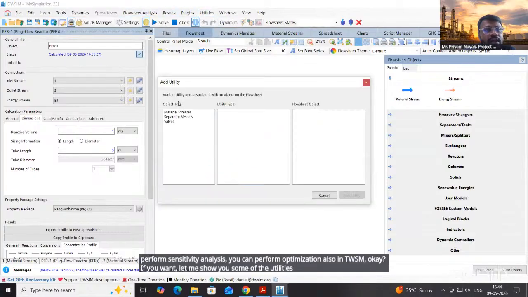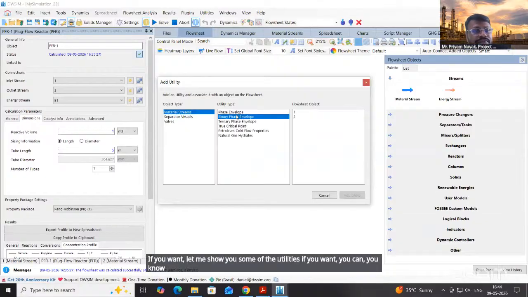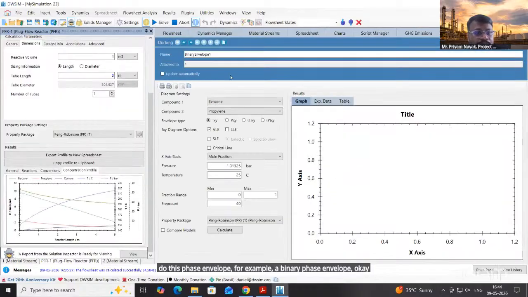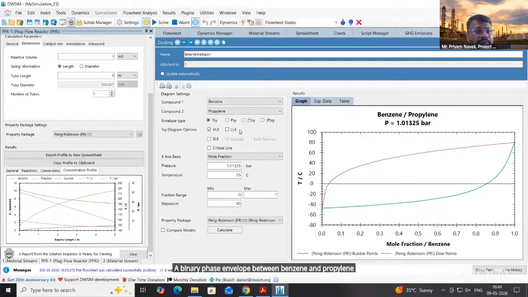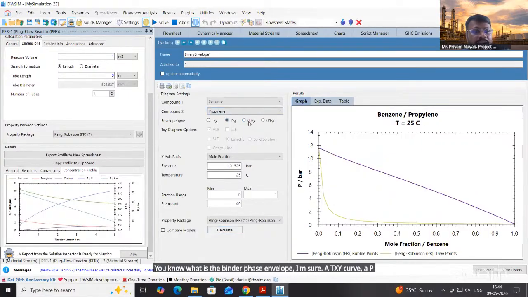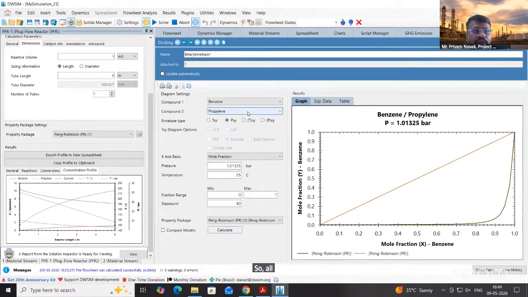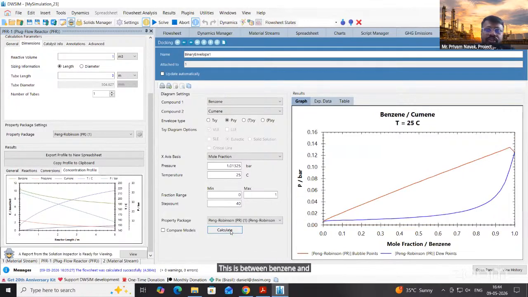If you want, you can do a phase envelope, for example, a binary phase envelope between benzene and propylene. You know what a binary phase envelope is, I'm sure. A TXY curve, a PXY curve, an XY curve. All of these you can do. This one is between benzene and cumene. So different utilities are available.